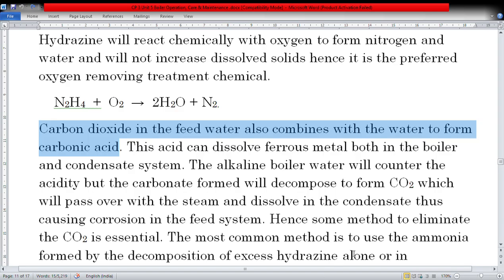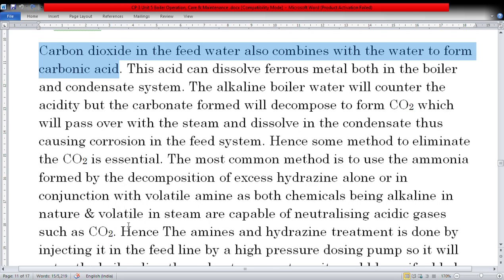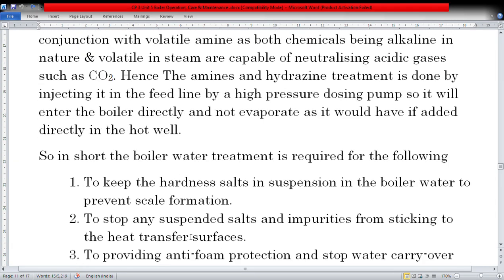The most common method is to use the ammonia formed by the decomposition of excess hydrazine alone or in conjunction with volatile amine, as both chemicals, being alkaline in nature and volatile in the steam, are capable of neutralizing acidic gases such as CO2. Hence the amine and hydrazine treatment is done by injecting it in the feed line by a high pressure dosing pump, so it will enter the boiler directly and not evaporate as it would have if added in the hot well. So we are doing direct injection.